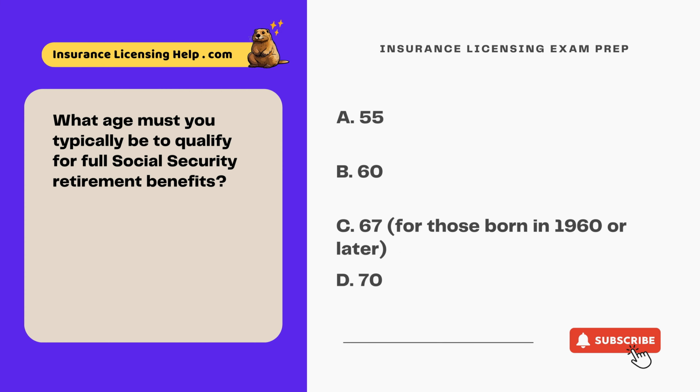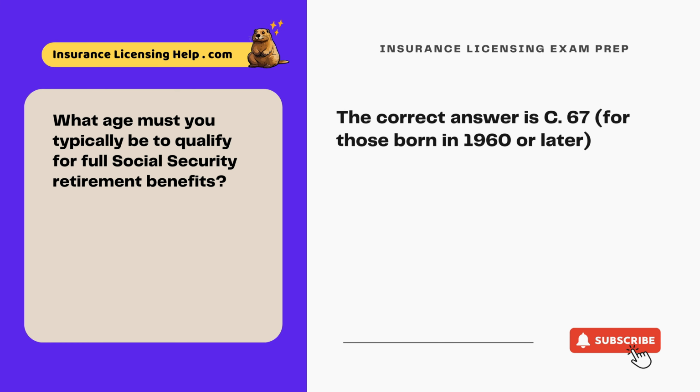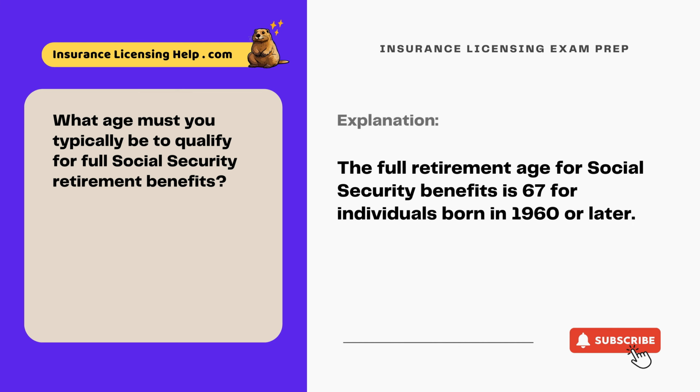What age must you typically be to qualify for full Social Security retirement benefits? A. 55. B. 60. C. 67, for those born in 1960 or later. D. 70. The correct answer is C. 67, for those born in 1960 or later. The full retirement age for Social Security benefits is 67 for individuals born in 1960 or later.